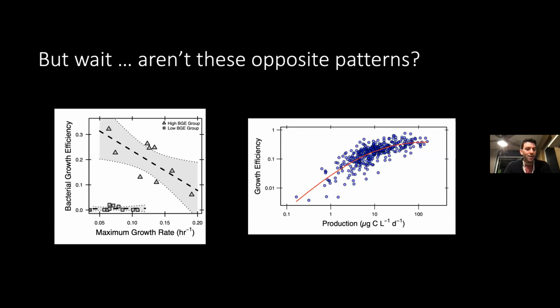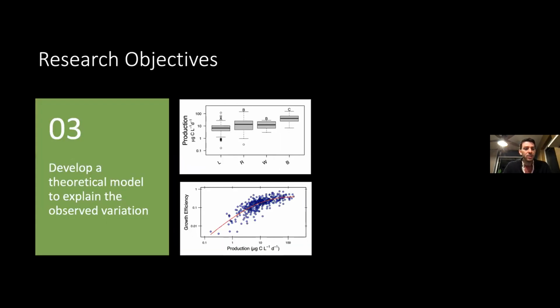But I just want to pause here and recognize that what I've shown you in these first two objectives are actually opposite patterns. In the first objective, we showed that when growth rate, another measure of productivity, increases, efficiency decreases. And in the second objective, we showed that when production, or essentially growth rate, increases, efficiency also increased. So to get at this, I'm going to use a theoretical model to try to explain this observed variation.